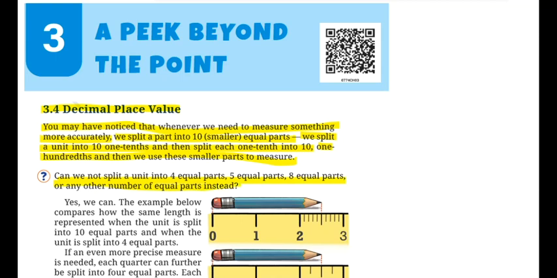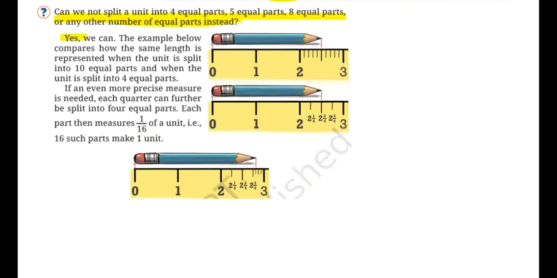So is it only the way that we can split the units into 10 equal parts and so on? Can't we split them into 4 equal parts or 5 equal parts or whatever parts we want to? Yes, we can. The example below compares how the same length is represented when the unit is split into 10 equal parts and when the unit is split into 4 equal parts. If an even more precise measure is needed, each quarter can further be split into 4 equal parts. Each part then measures 1/16 of a unit, that is 16 such parts make 1 unit.